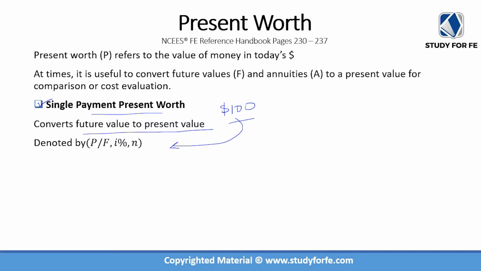So you will use the single payment present worth factor in order to calculate that. So this goes by, you want to calculate P given F. Okay, so this is how you can read it. So you want to calculate P given F with an interest rate. So this interest rate would be specified, and N, I already told you, is 10.